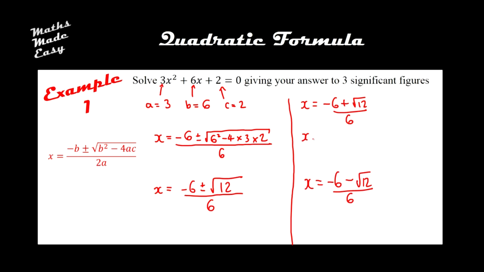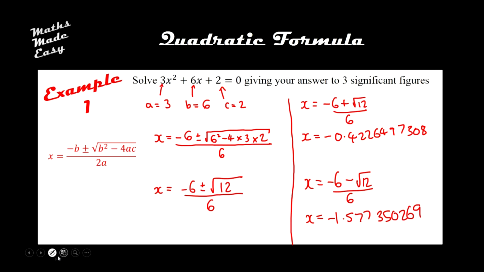Now if you type these into a calculator, the first one here will give you negative 0.4226497308, and the second one will give you x equals negative 1.577350269. Now our question tells us to give our answers to three significant figures. These are not three significant figures.